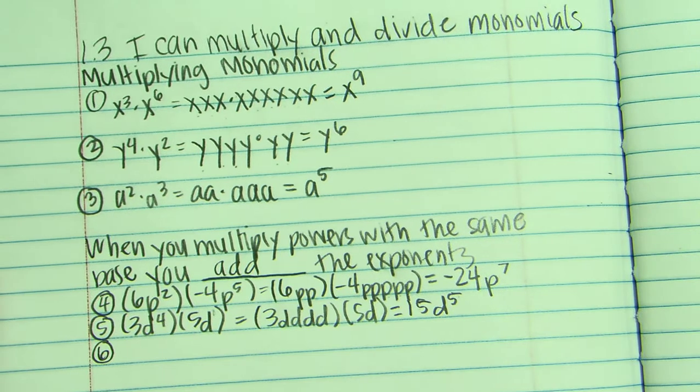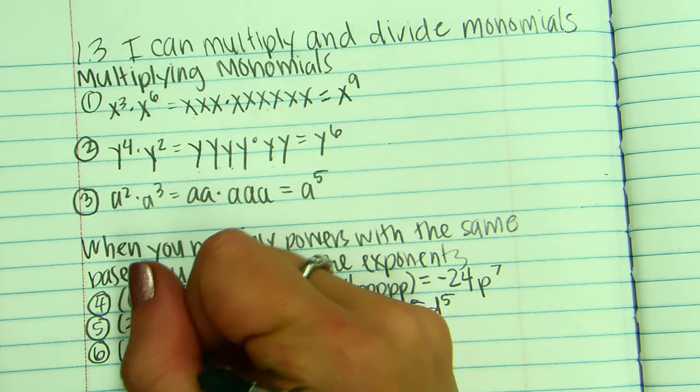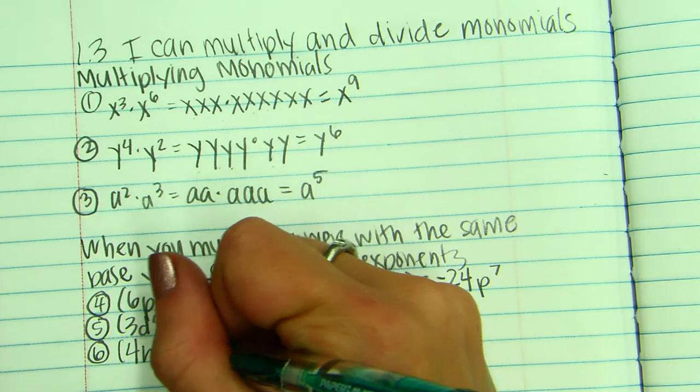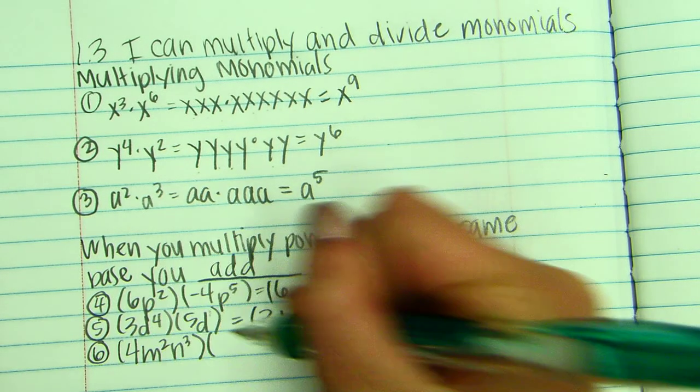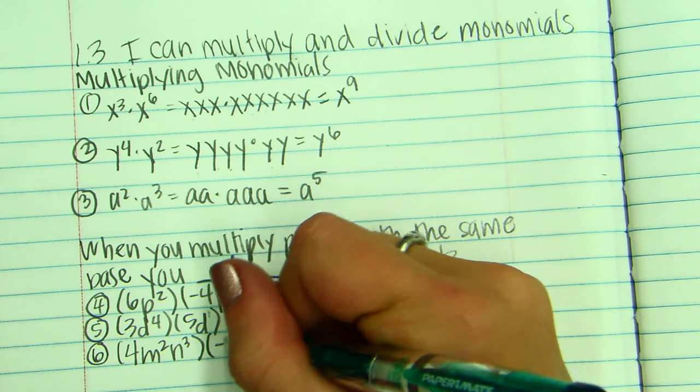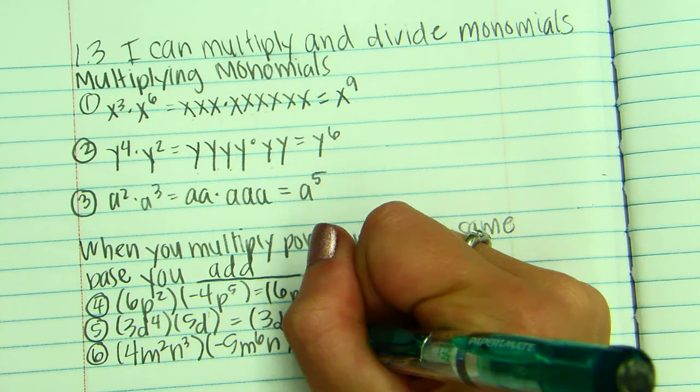We're going to do one more multiplying example. Let's do 4m to the 2nd times n to the 3rd times negative 5m to the 6th times n.